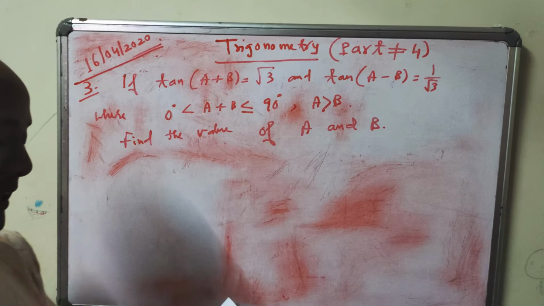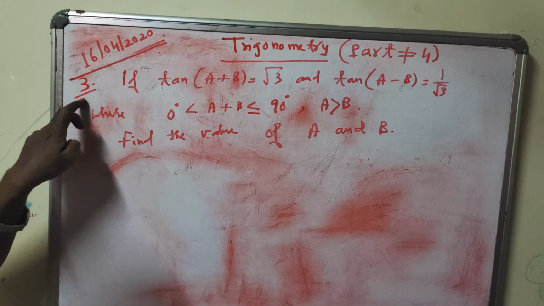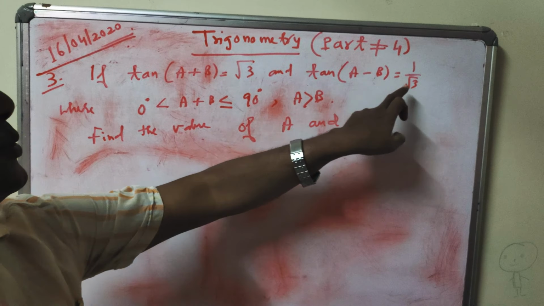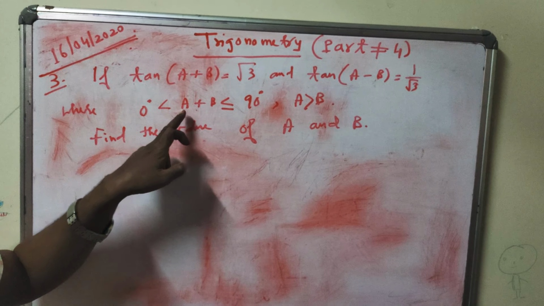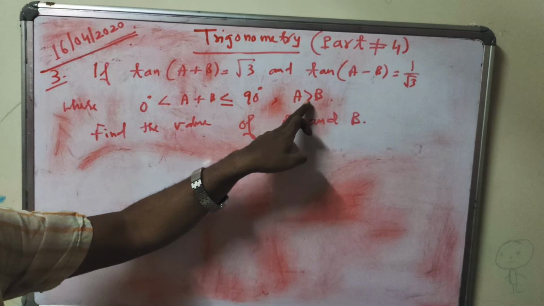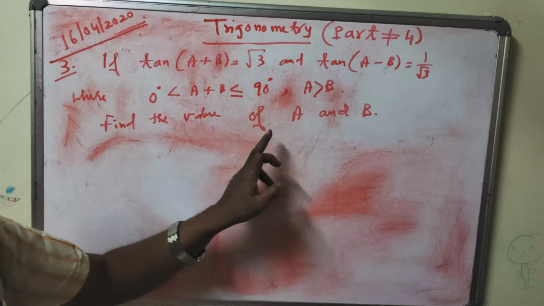Now you see, in 8.2, question number 3, I have written it. If tan(A plus B) equals root 3 and tan(A minus B) equals 1 by root 3, where A plus B is greater than 0 and less than or equal to 90 degree, where A is greater than B, find the value of A and B.